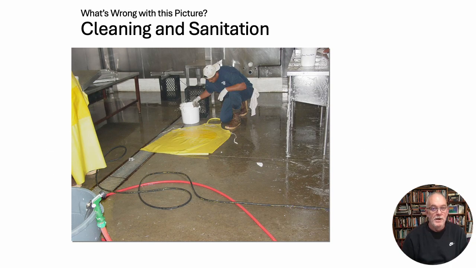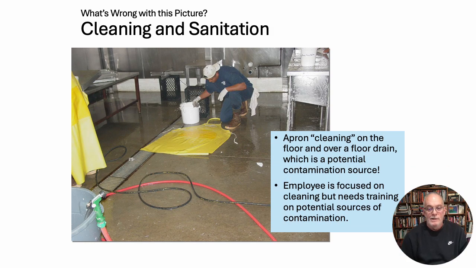All right, here we go again. What's wrong with this picture? The guy's working hard, busting suds everywhere in there. But we've got a problem. He's cleaning the apron real good, but on the floor and over the drain. A couple of problem areas there. The floor is number one, but drains, sometimes we've got problems there too.